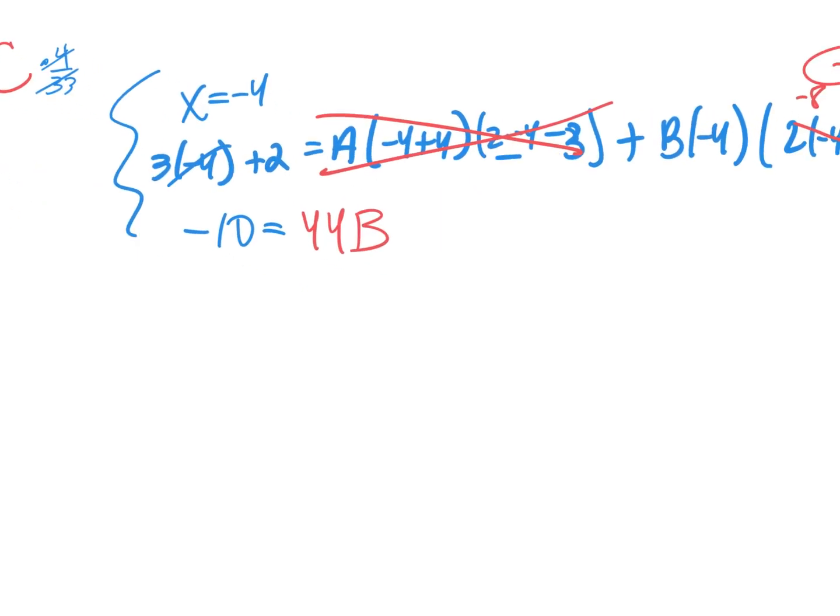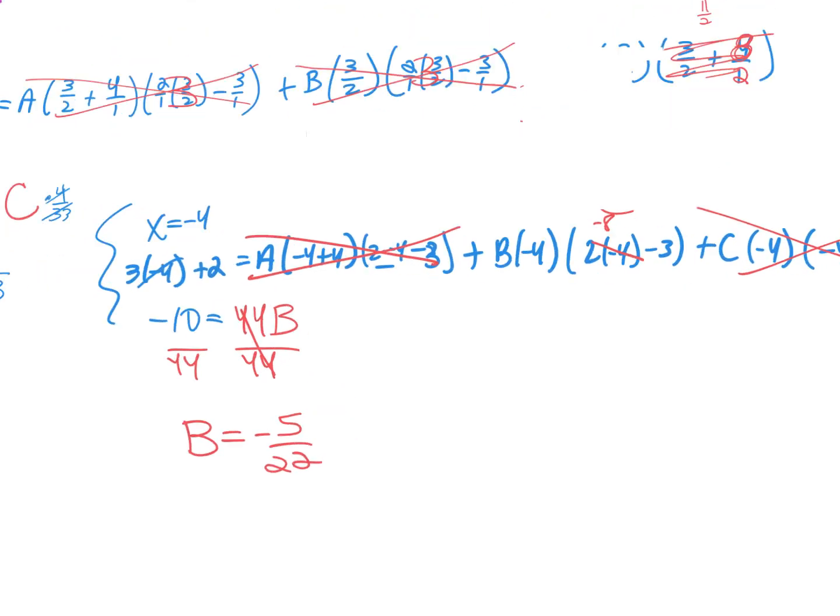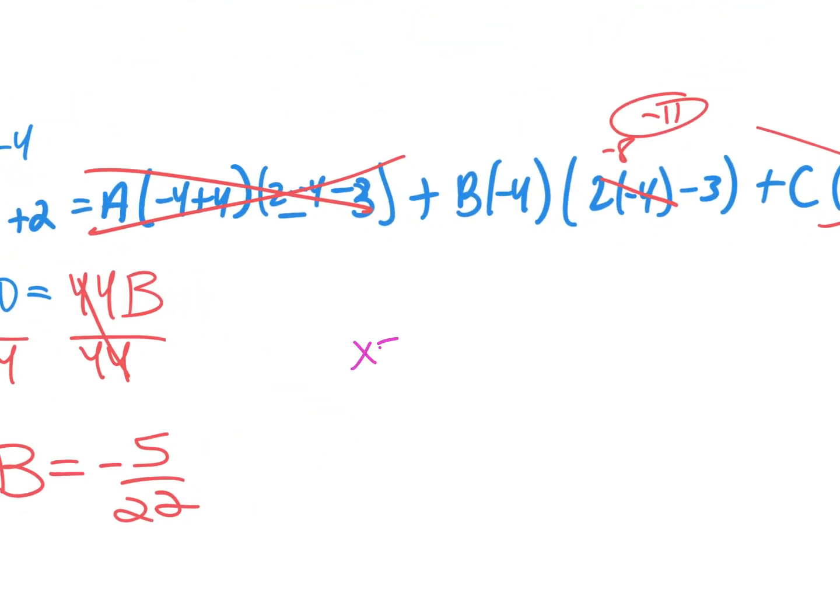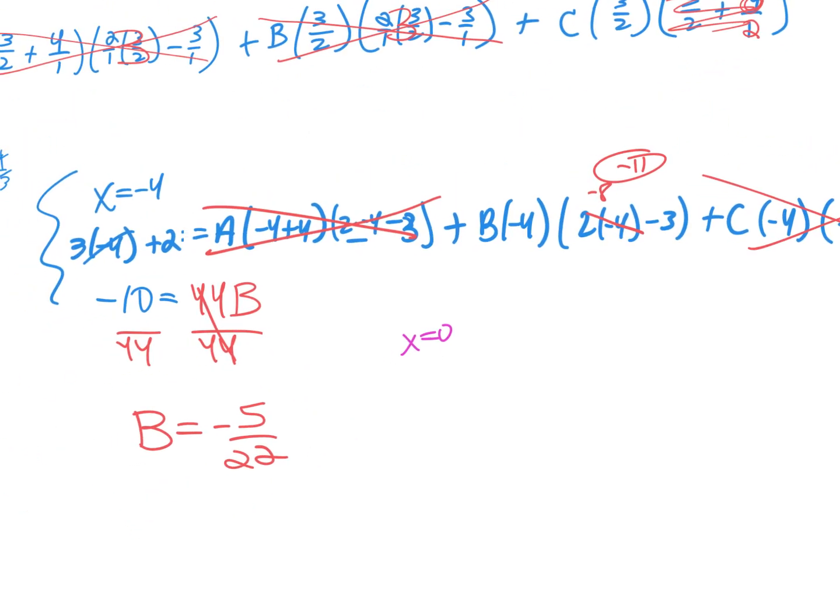What does b equal? Negative 10 over 44, but you can simplify. Negative 5 over 22. Perfect. And now, thanks to Joseph, we're going to do the easiest part last. We're going to plug in what number? 0. So go back to the original.